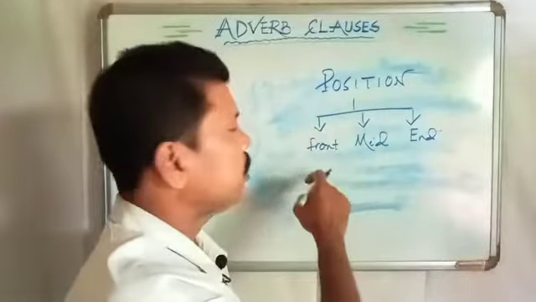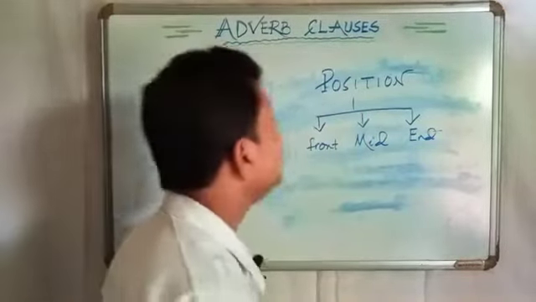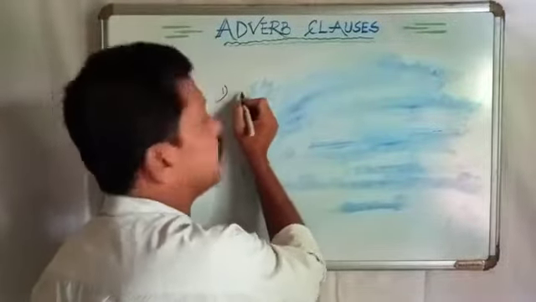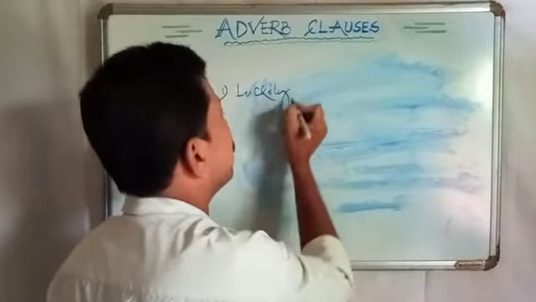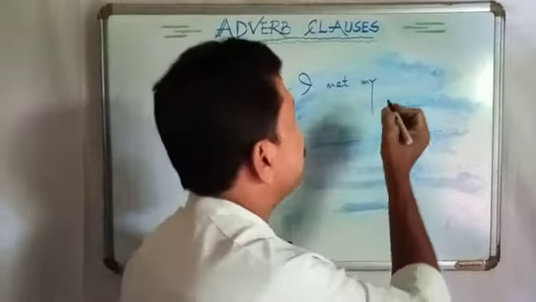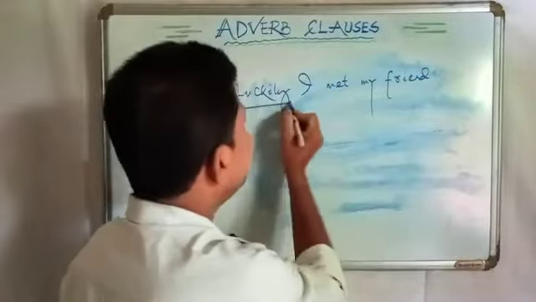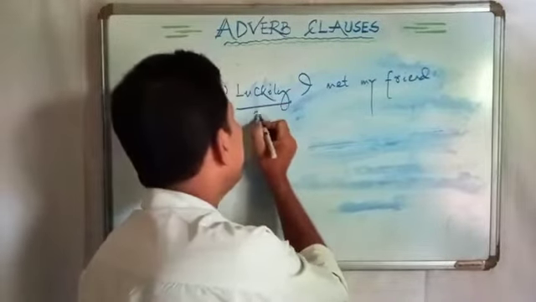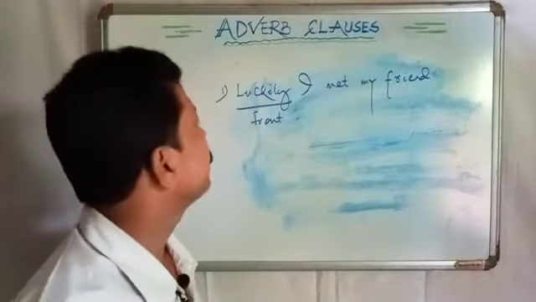Front position: we are writing luckily. A sentence giving an example. Luckily, I met my friend. Luckily is the adverb, and it is used in the front position.